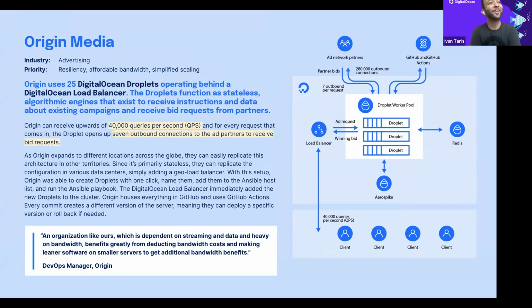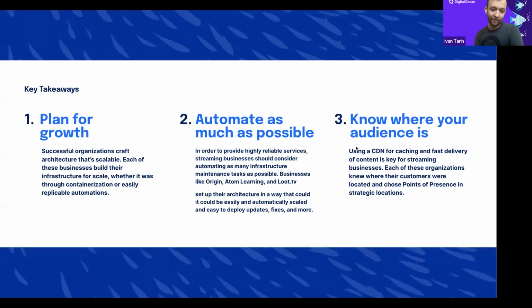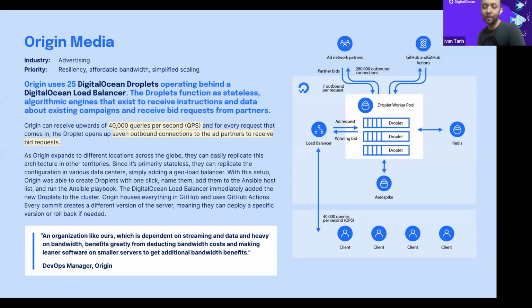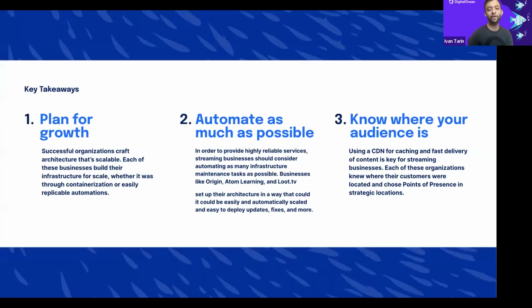Next slide. Origin Media also uses a ton of bandwidth. They do streaming advertisement, connected advertisement, so they're often streaming to your device, your television, your computer, all at the same time. They have to deal with around 40,000 queries per second, with 7 outbound connections to ad partners to receive good requests. Like you see from their quotes, they're heavy on bandwidth, and they benefit greatly from reducing the bandwidth costs they have. Go ahead, Mohan.